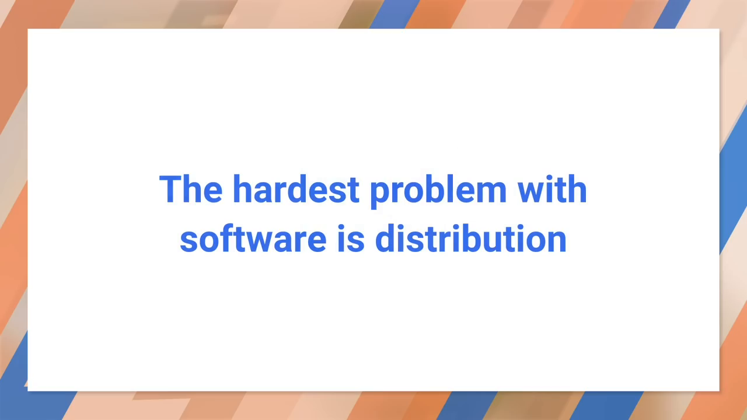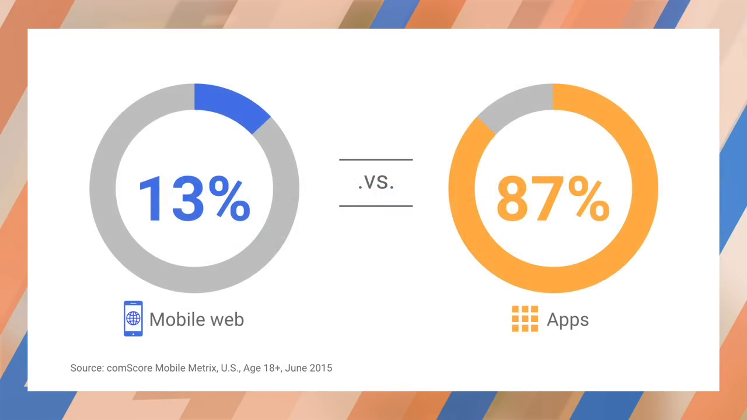Now, raise your hand if you use Google Maps on the web on desktop. But what about on mobile? Do you open a browser to use Google Maps on a phone? I'd guess not many of you. So the hardest problem with software is distribution. And you know, anyone who's ever worked in IT will understand this. So how does this play out on mobile?